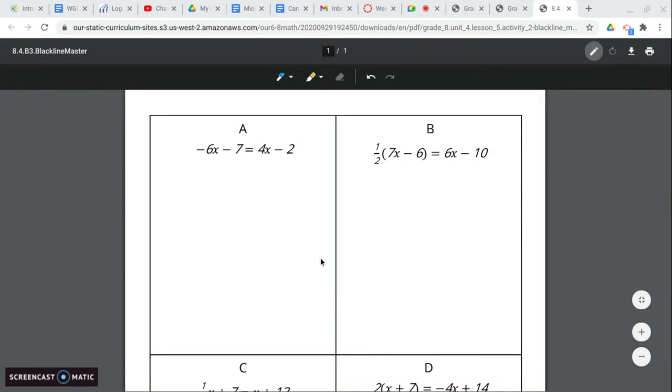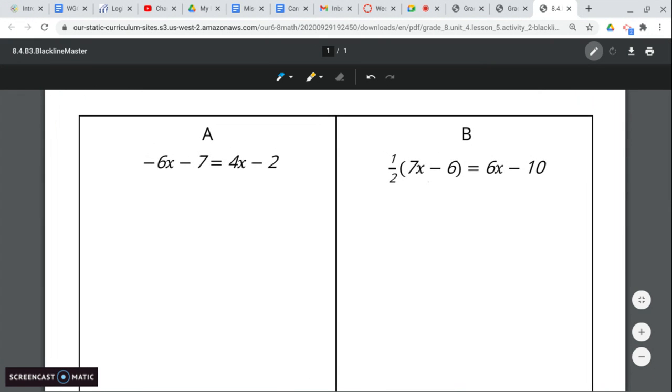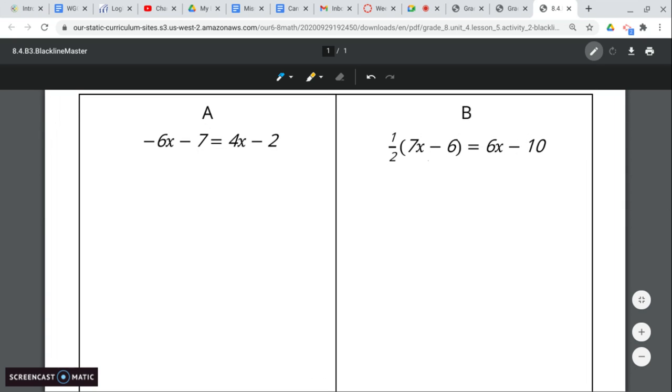Now, what you're seeing here, I know does not look like anything that is in your workbook, but this is the trading moves. So this is the second part. So these are the 4 different cards. Obviously, you're not going back and forth with a partner taking turns solving, but we are going to go through each of these and solve them so you can see and have a little more practice seeing how these get solved. So for the first one, we have negative 6x minus 7 equals 4x minus 2.